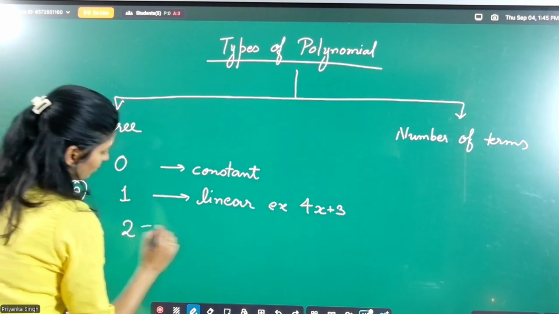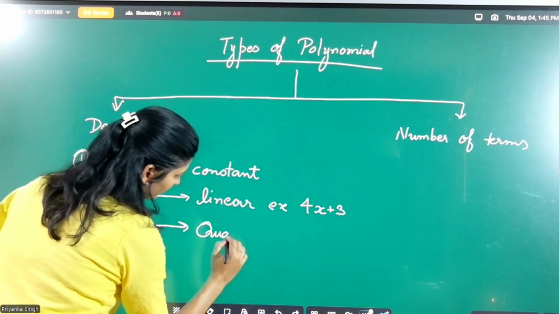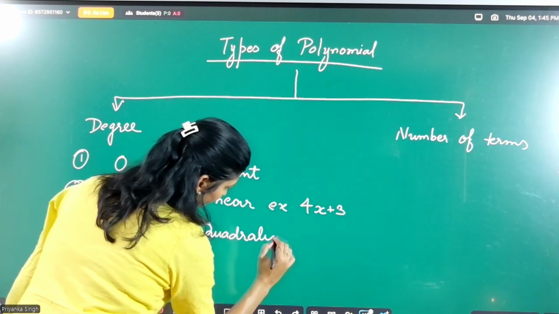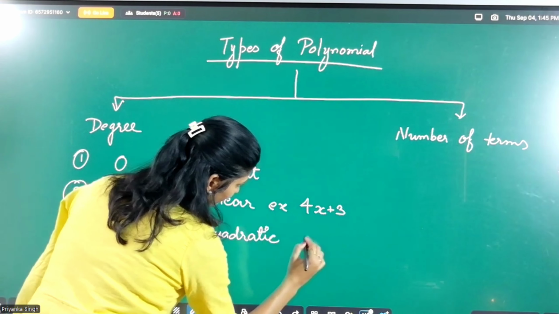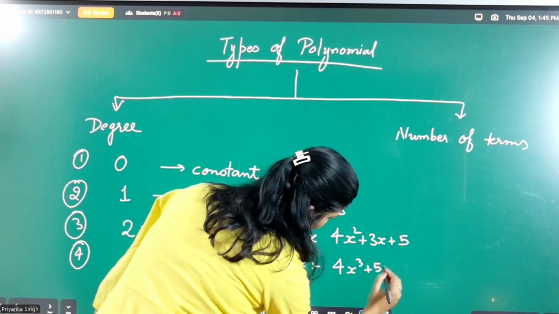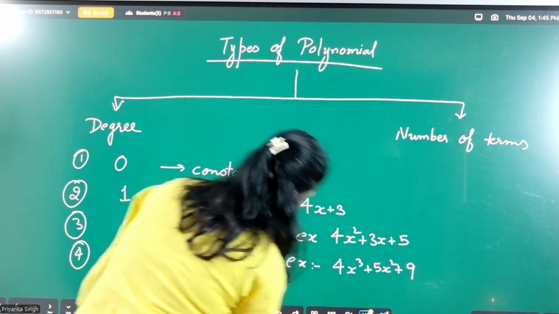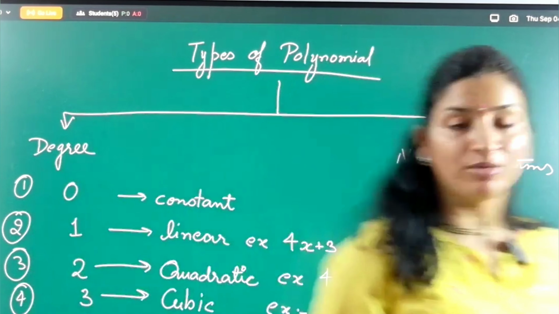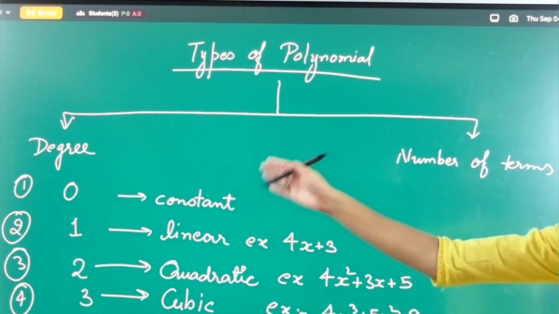If the degree is 2, we call it a quadratic polynomial. Example, 4x square plus 3x plus 5. So this is an example of a quadratic polynomial. If the degree is 3, we call it a cubic polynomial. An example is 4x cube plus 5x square plus 9. So these are some of the types of polynomials based on their degree.